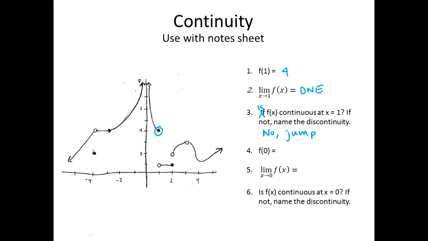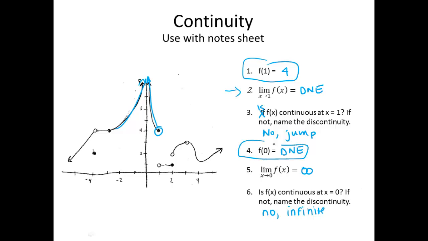And we're going to name that as a jump discontinuity. F of 0 does not exist. There's nothing on 0. There's an asymptote right there. So the limit as we approach 0 actually goes to infinity on both sides, which means this is positive infinity. Is f of x continuous at x equals 0? The answer is no, because we have an asymptote. So we'd write an infinite discontinuity.